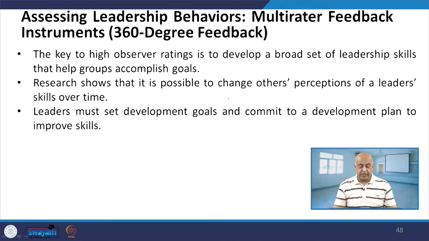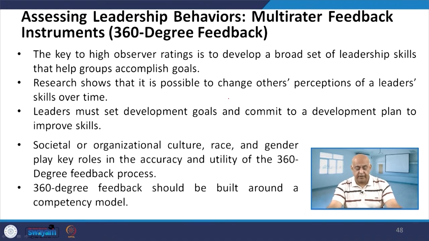Research shows that it is possible to change others' perception of a leader's skill over time. This is a very important and very useful statement, that with the period of time, if somebody was not found to be a good performer earlier, after some period of time he might become a good performer. So the leader must set development goals and commit to a development plan to improve the skills.